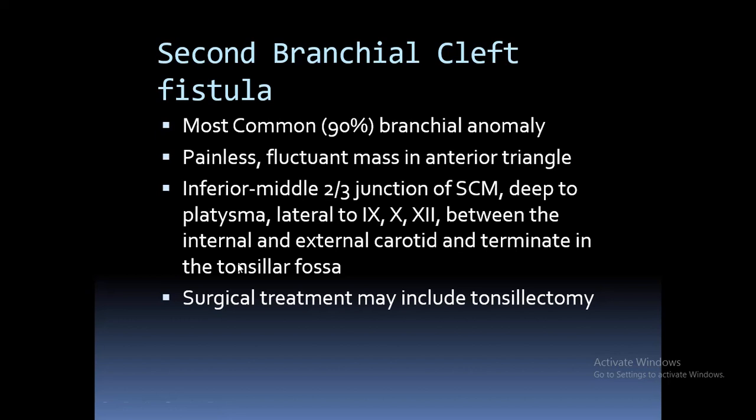Next is the second branchial cleft fistula. It is most common. 90% of the branchial cleft anomalies include the anomalies of the second branchial cleft. It presents as a painless fluctuant mass in anterior neck, and the opening or the mass is usually at the junction of the middle third and the lower third of the sternocleidomastoid, usually deep to the platysma, lateral to the 9th, 10th and 12th cranial nerve, and between the internal and external carotid, and it terminates in the tonsillar fossa. And the surgical treatment includes the excision of the tract along with the tonsillectomy.